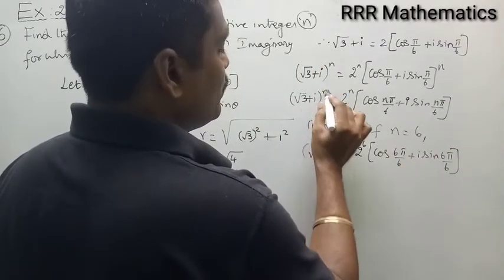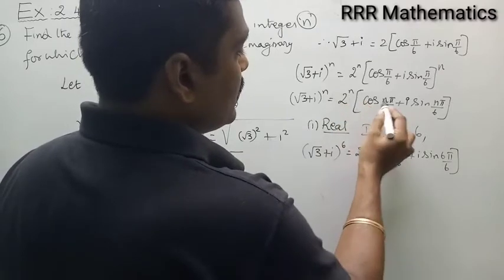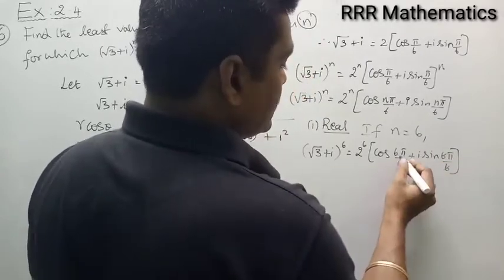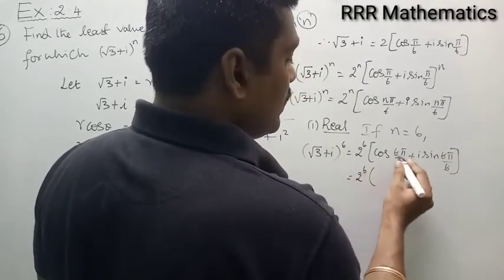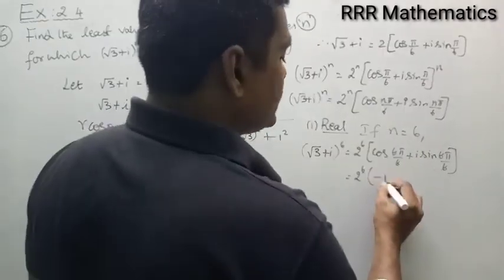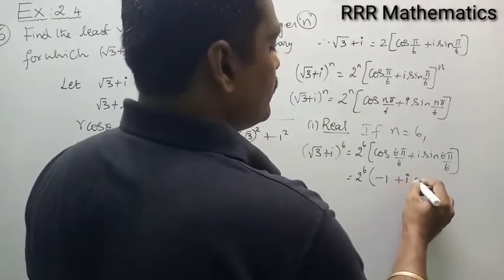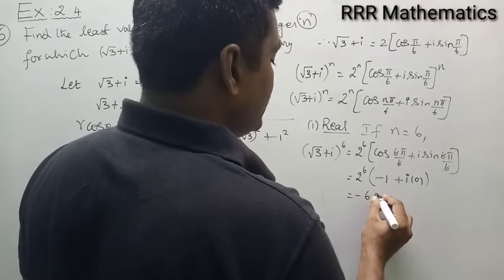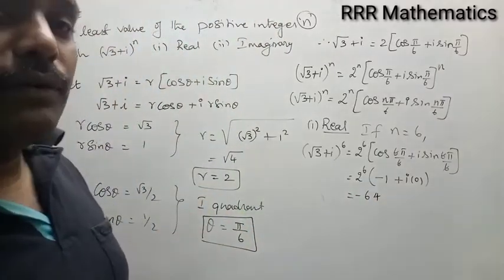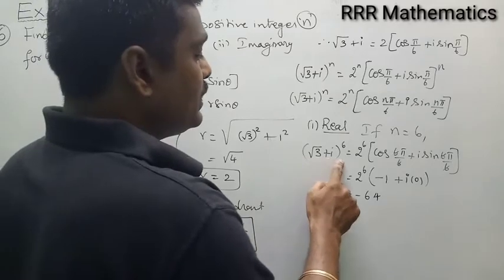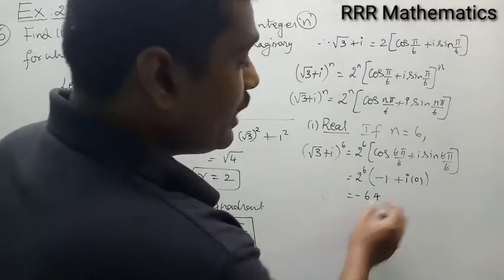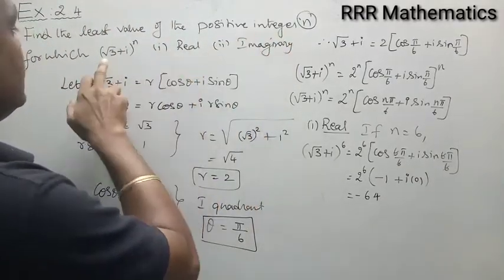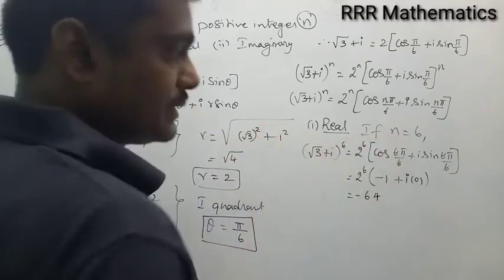So (root 3 + i) to the power 6 equals 2 to the power 6 (cos 6pi/6 + i sin 6pi/6). The 6s cancel. What is cos pi? Cos 180 degrees is minus 1. Sin 180 degrees is 0. What is 2 to the power 6? 64, with the minus. So when you substitute n equal to 6, you get (root 3 + i) to the power 6 equal to minus 64. There is no i term, which is purely real. So in this case, the least positive integer n to become real is 6.